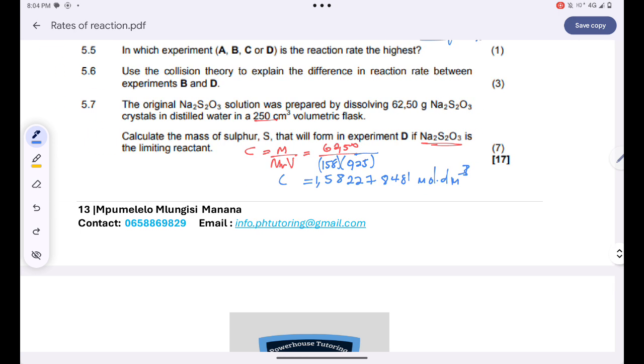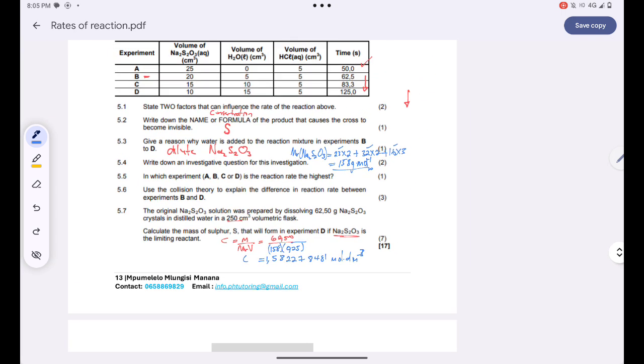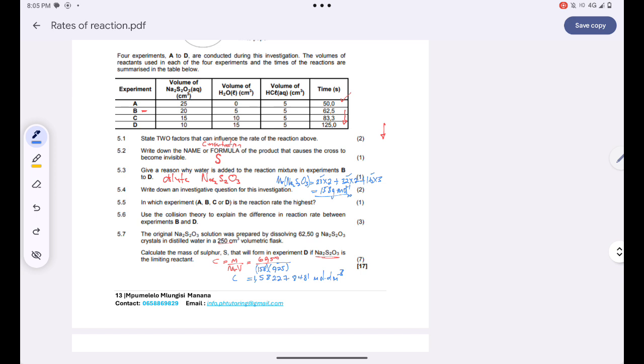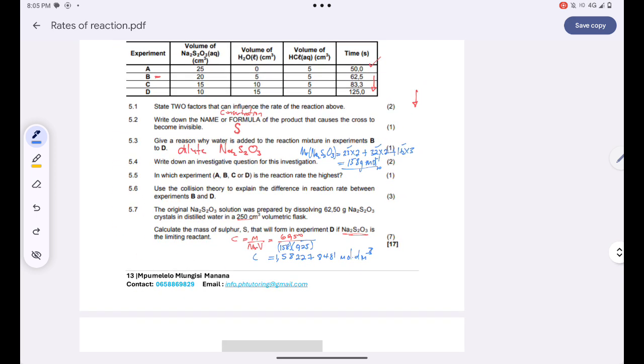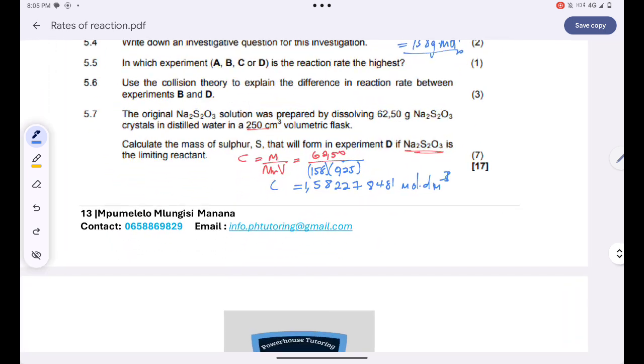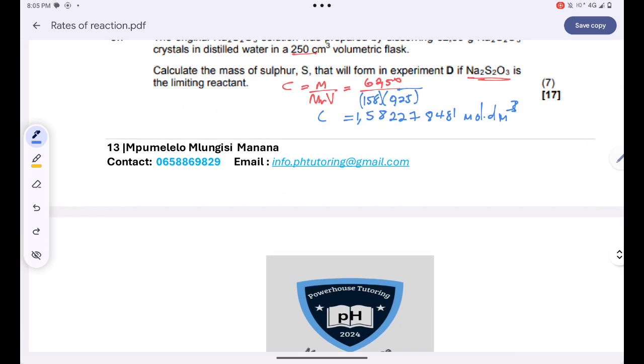So since they want us to find the mass of the sulfur which was formed in experiment D, if my sodium thiosulfate was a limiting reagent, this simply means I'm just supposed to calculate the number of moles of my sodium thiosulfate in experiment D. How can I do that? I know that the number of moles of my sodium thiosulfate is simply equal to the concentration multiplied by volume.